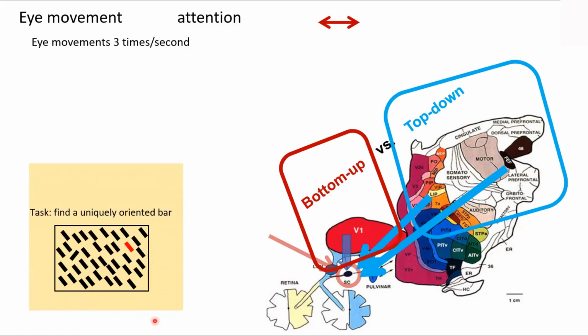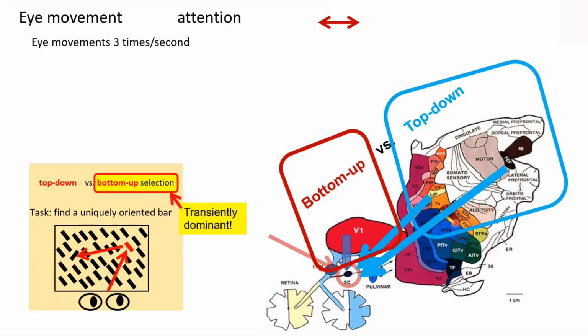Here's a demonstration of bottom up and top down. Imagine you have a task to look for a uniquely oriented bar, so you have a top down goal. Your top down attention should make you look there, but somehow your bottom up attention automatically distracts you to there. So there's bottom up guidance of attention. These paths come from here and from there. Which one is more important? Transiently, the bottom up will trump the top down, because it just has to distract you to save your life.